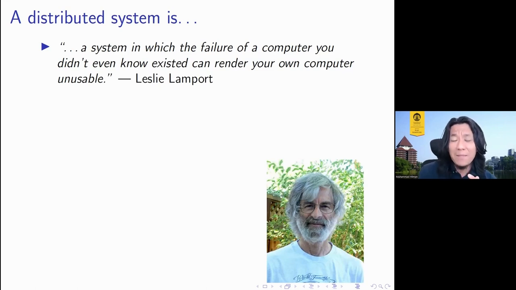So basically, this is the definition from Professor Leslie Lamport. He is one of the founding fathers of the Byzantine General problem, which became the backbone of blockchain technology. Professor Lamport said, a distributed system is a system in which the failure of a computer you didn't even know existed can render your own computer unusable. So instead of having one computer, we will have thousands, millions of computers, and you don't even know that those computers exist. And the failure of one or two of those computers will make your computer go bad. That's the idea of a distributed system.